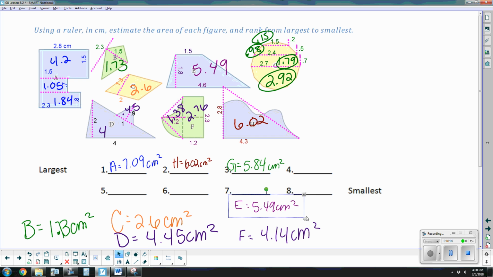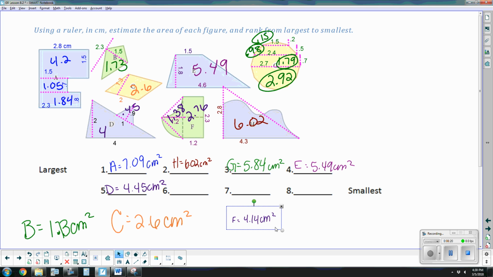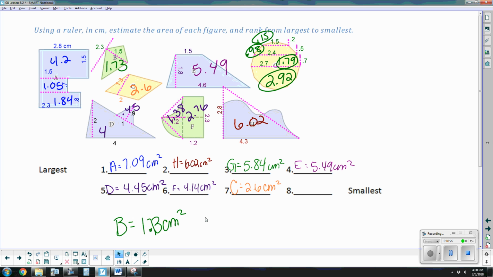And fourth largest is E. And then my fifth is D. And all of these are in units squared. So I measured all in centimeters, so my units are centimeters squared. Then sixth is F. Seventh is C. And eighth, for my smallest, is B.